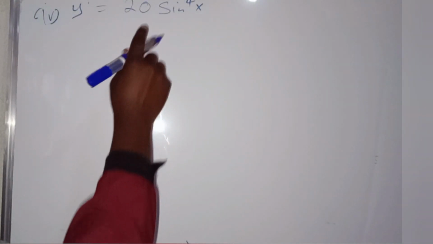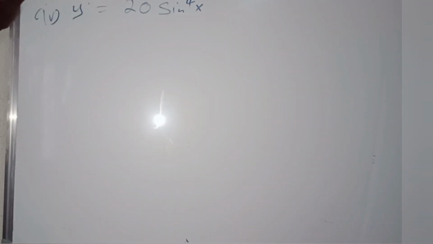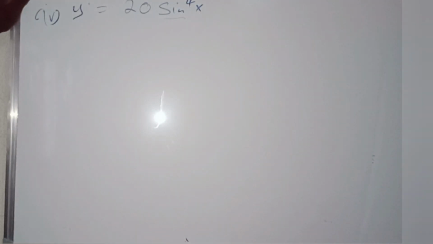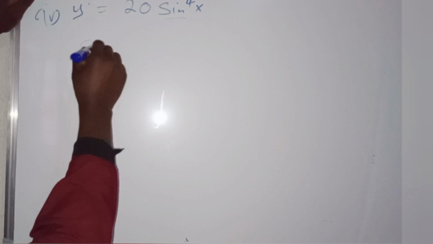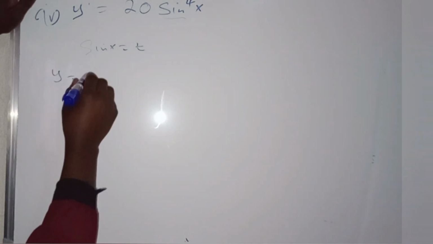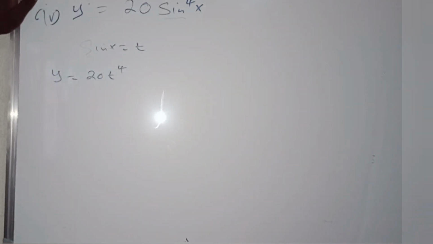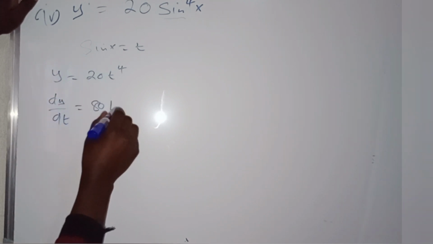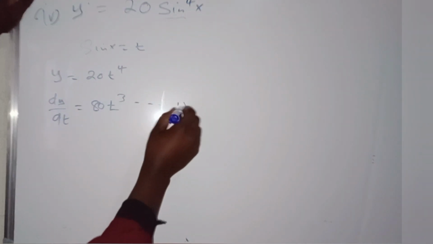Question 4, y is equals to 20 sin to the power 4 of x. So you want to differentiate. Consider this sin x, and let it be a letter like t. So sin x is equals to t. Do you see it? So your y will be 20 t raised to the power 4. And you can find the derivative of this, which will be dy all over dt is equals to 80 t raised to power 3. Call this equation 1.